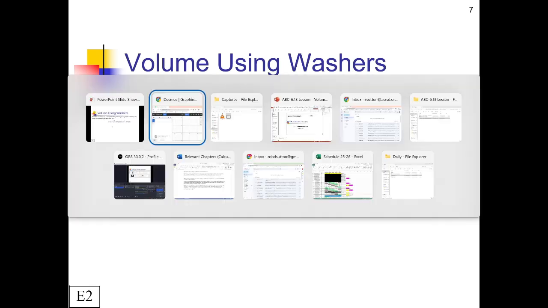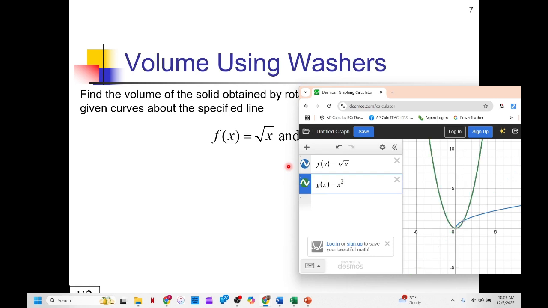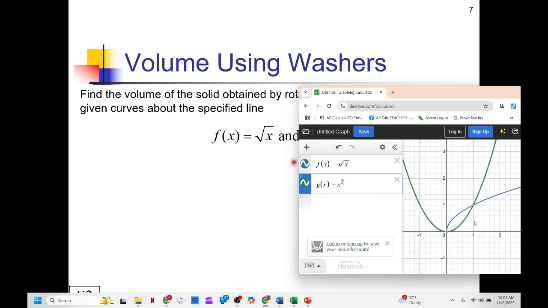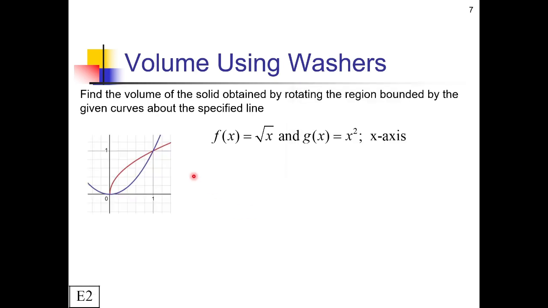All right, let's see how that went. So going to Desmos, we're just graphing it. We have f of x equals square root of x, and we also have g of x equals x squared. Pretty innocent sounding functions there. And there is what I've got. If I zoom in a little bit, it's this little sliver of bounded area there.